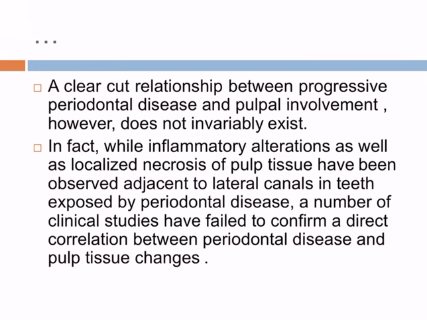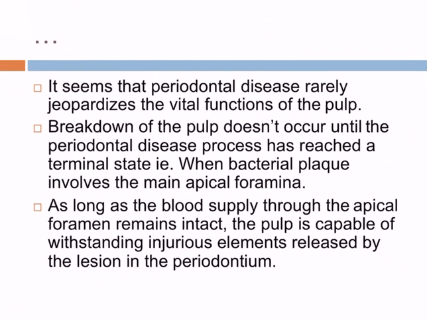A clear-cut relationship between progressive periodontal disease and pulpal involvement, however, does not invariably exist. In fact, while inflammatory alterations as well as localized necrosis of the pulp tissue have been observed adjacent to lateral canals in the teeth exposed by periodontal disease, a number of clinical studies have failed to confirm a direct correlation between periodontal disease and the pulp tissue changes. It seems that periodontal disease rarely jeopardizes the vital condition of the pulp.